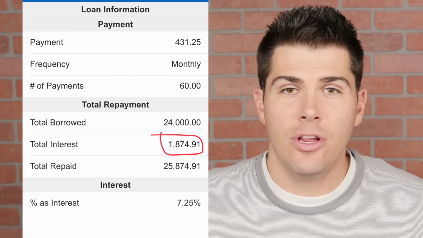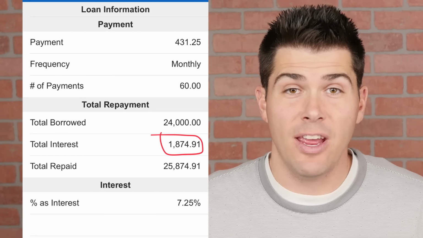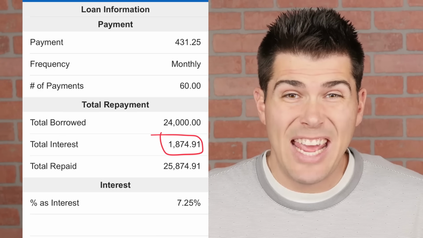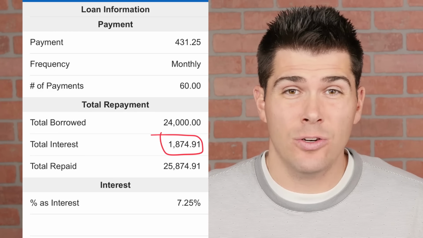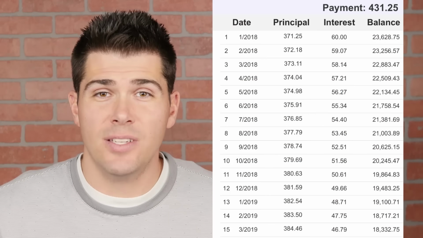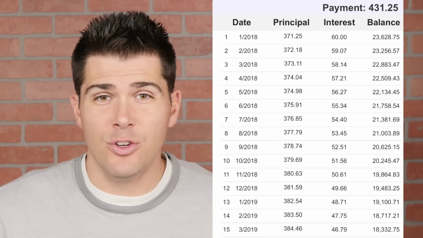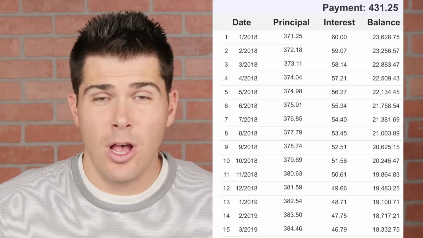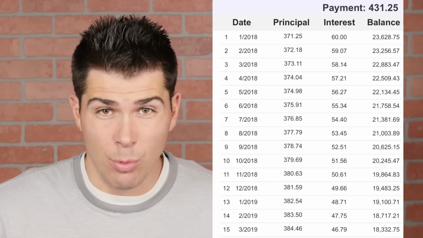Now take a look down here at the total interest you're going to be paying on that loan. Looks like you'll pay $1,875 on a 3% loan on that car. That's a lot of money to be spending on interest, and that's a really low rate. Now let's look at the payment schedule. This one's really useful because it's going to break down the amount of money that you're spending on interest and principal on a monthly basis throughout the term of the loan.